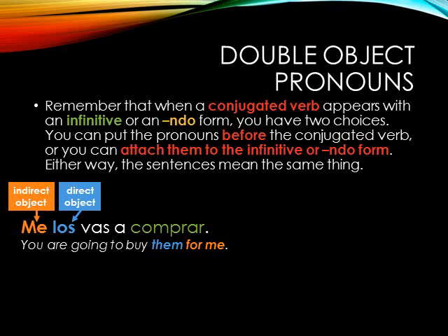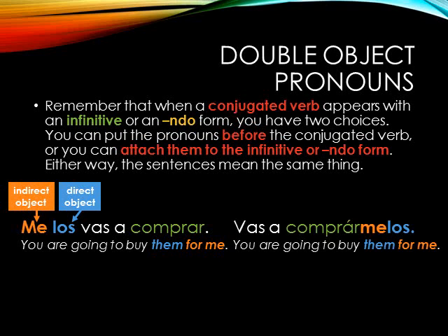Okay, but since we have an infinitive, comprar, in the sentence, we have another option. We can put them attached to the end. Now, notice that my indirect object pronoun still comes first, and my direct object pronoun still comes after. However, we've attached them to the end of comprar, that's our infinitive. You cannot attach these to the end of a conjugated verb, so you can't attach them to vas in this case. But this sentence means exactly the same thing.